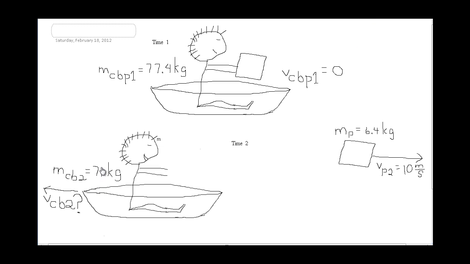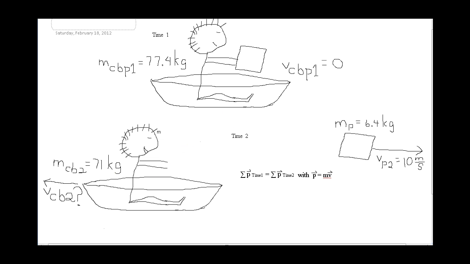So we've got all the things we need to find momentum, and in fact, momentum should be conserved in this kind of situation. So let's put down the conservation of momentum equation. Our equation is that the sum of all the momenta at time 1 must be equal to the sum of all the momenta at time 2 for our isolated system, keeping in mind that momentum equals mass times velocity.